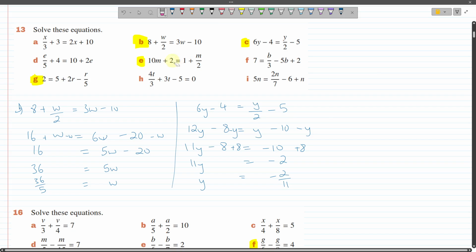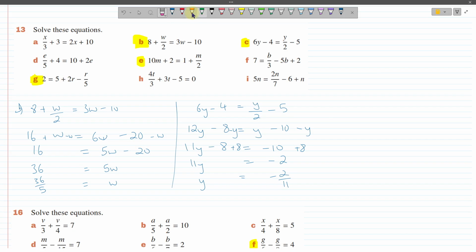Okay, I'm not going to do this. I'll do G, because I feel like E is too similar to B and C. So I'm just going to do G now. Okay, let's use a green pen, because why not? Okay, so we have G. What's wrong with this?